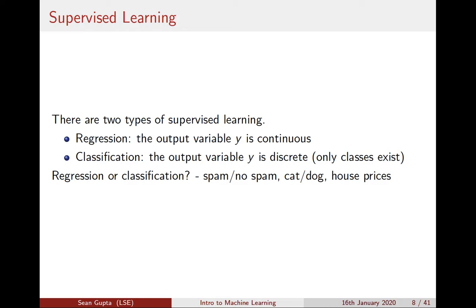Let's think about the examples from before. Are these regression or classification problems? Predicting whether an email is spam or no spam. Well, this is a classification problem because you have two distinct classes that you want to predict. Is an image in a photo a cat or a dog? It's a classification problem because, again, you have two distinct classes. Predicting house prices. This is a regression problem because a house price can be any number.